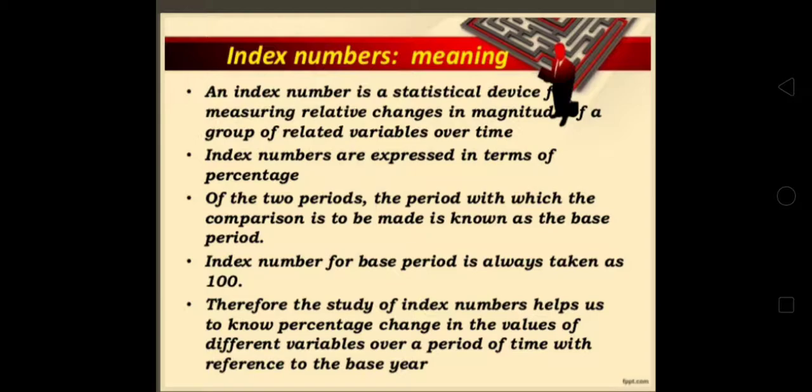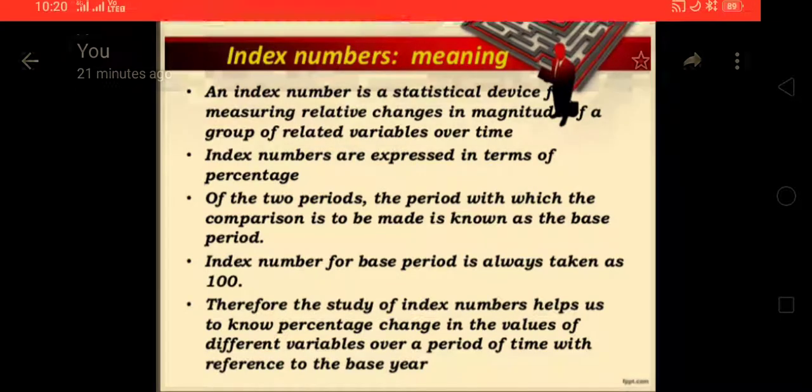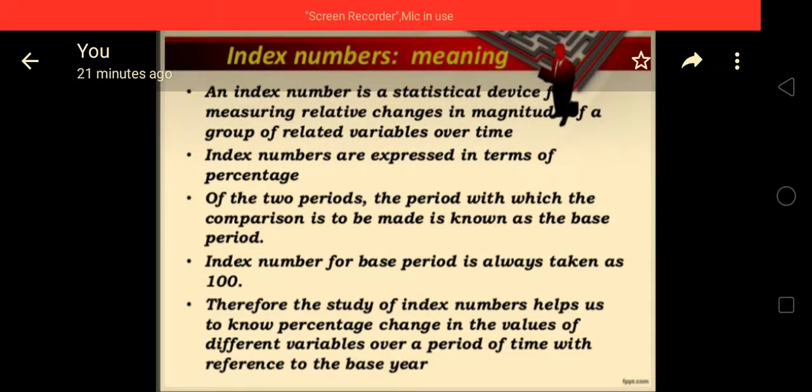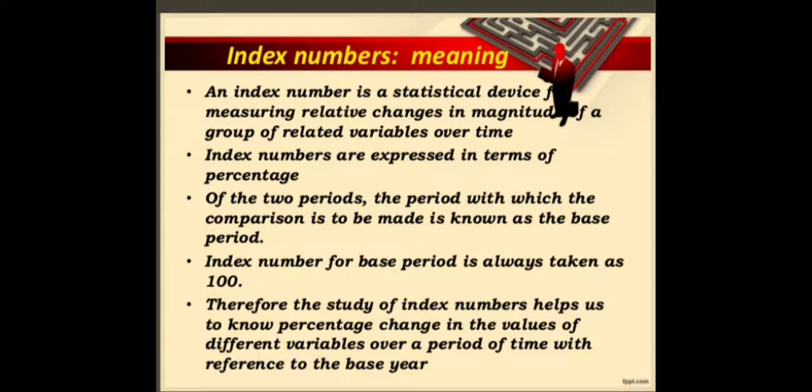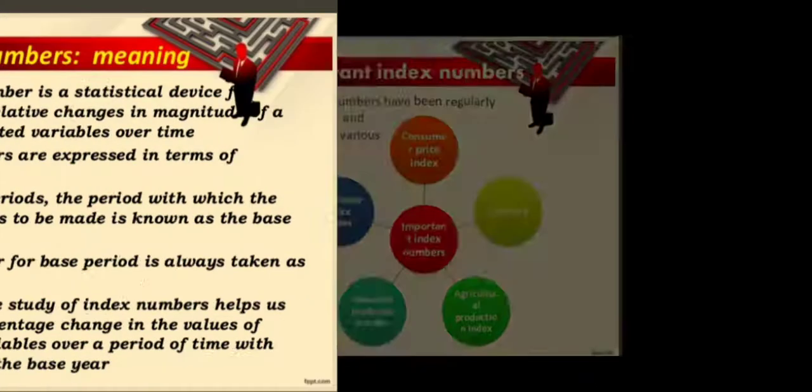All of you are aware that an index number is a statistical device for measuring relative changes in magnitude of a group of related variables over time. Of the two periods, the period with which the comparison is to be made is known as the base period. Index number for the base year is always taken as 100. Therefore, the study of index numbers is helpful to know the percentage of change in the values of the different variables over a period of time with reference to the base year.